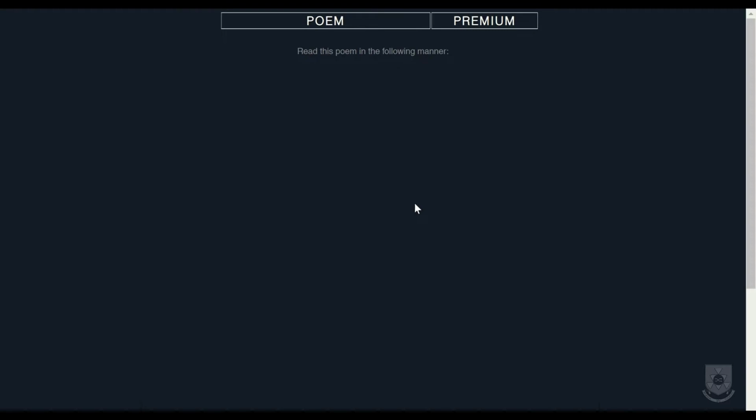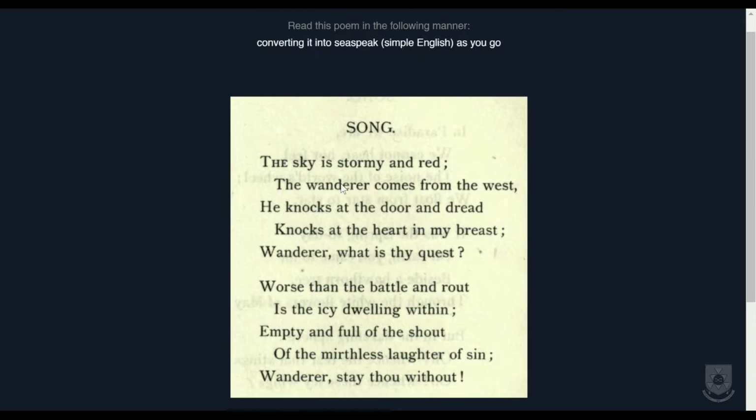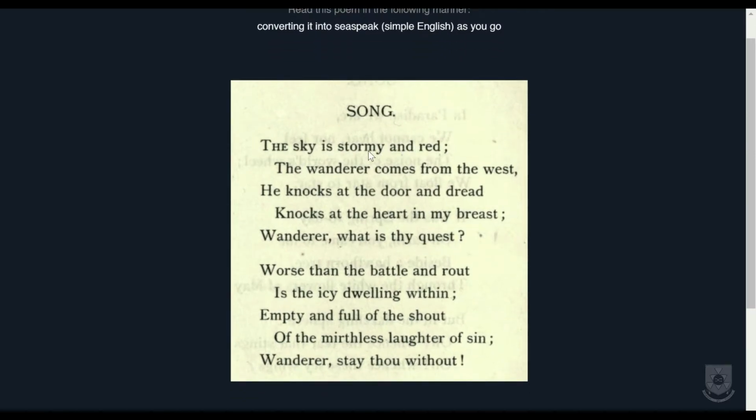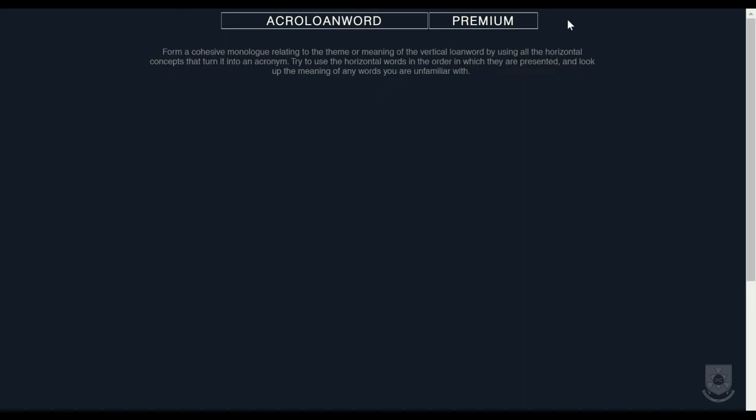The poem, the next activity, has to be read in a particular manner. Let's see what poem and in what manner. Converting it into simple English as you go. So, for example, the sky is stormy and red. Well, this is simple enough. The wanderer comes from the west. He knocks at the door and dread knocks at the heart in my breast. Wanderer, what is thy quest? Well, of course, you have to maybe convert thy into something and quest into something that any captain or any seaman will understand.